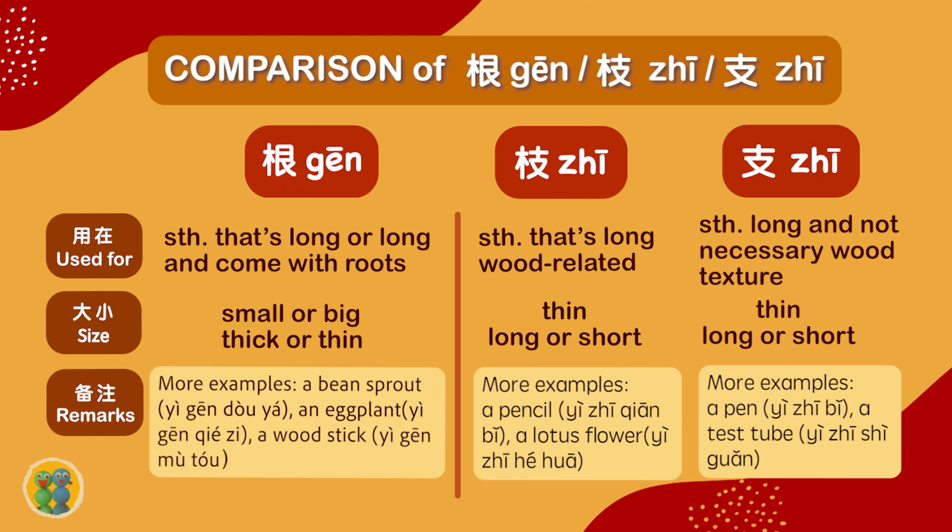A test tube, 一支试管, 试管 means test tube. A test tube can be made out of plastic or glass, so it's not wood texture. It's not related to wood. We use this measure word 支 without the wood radical.